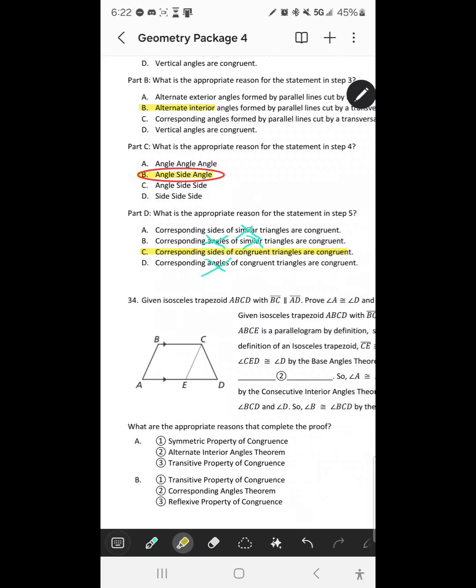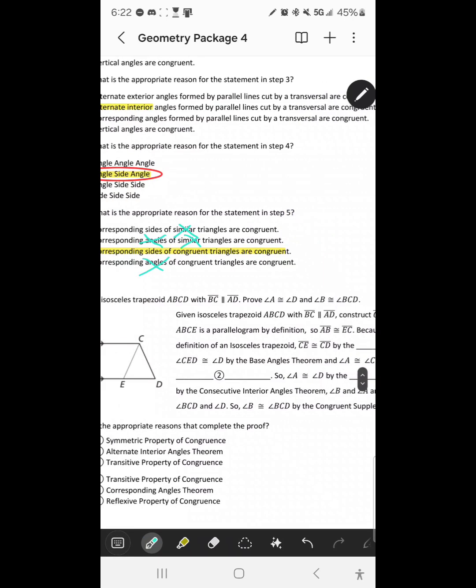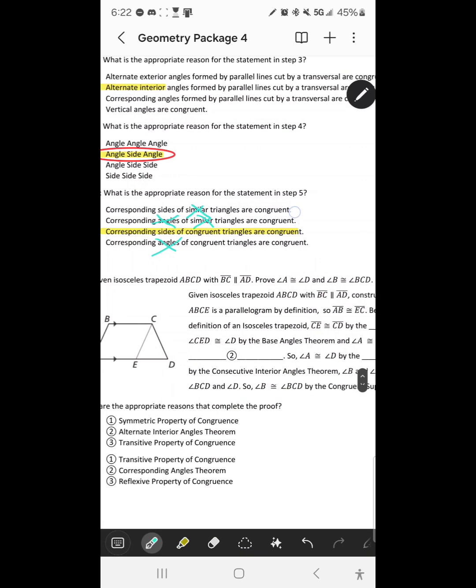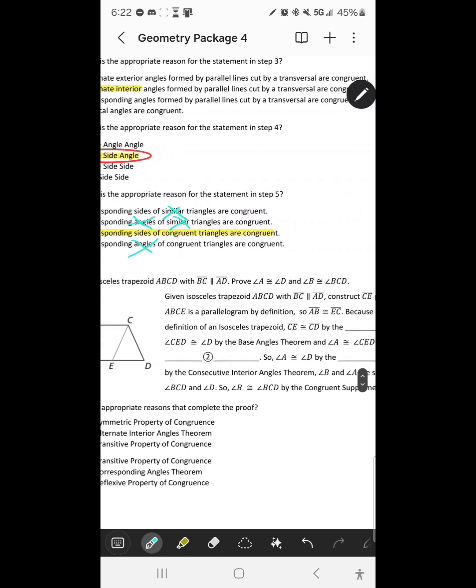And let's see 34. Given isosceles trapezoid ABCD with AB parallel to AD, BC parallel to AD, prove that angle A equals angle D and angle B equals angle BCD.